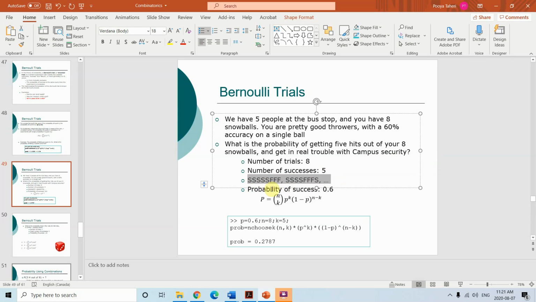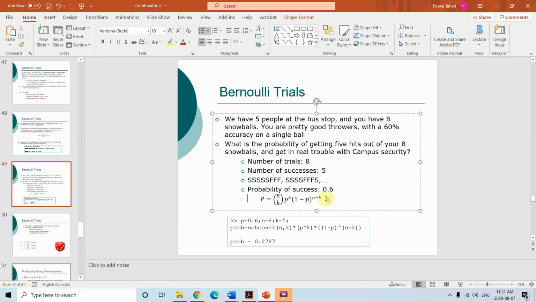But using the combination problem, we know that out of these 8 places, we want to choose 5 of them to be success, and the rest have to be fail. So that's choosing 5 out of 8. And for each of these events, the probability of success is 60%, and the probability of failing is 0.4.